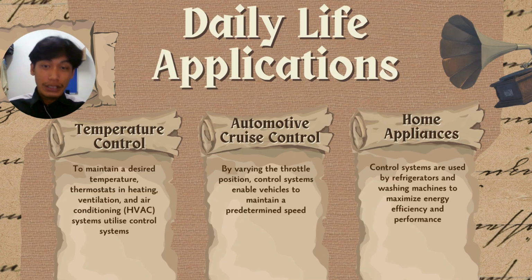Daily life applications have three. The first one is temperature control. To maintain a desired temperature, thermostats in heating, ventilation, and air conditioning (HVAC) systems utilize control systems. The second one is automotive cruise control. By varying the throttle position, the control system enables the vehicle to maintain a predetermined speed. The third one is home appliances. Control systems are used by the refrigerator and washing machine to maximize energy efficiency and performance.